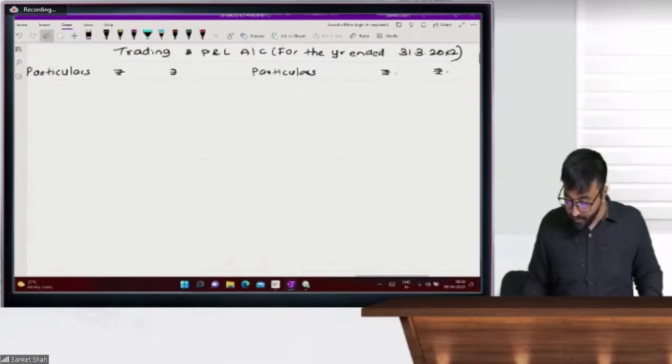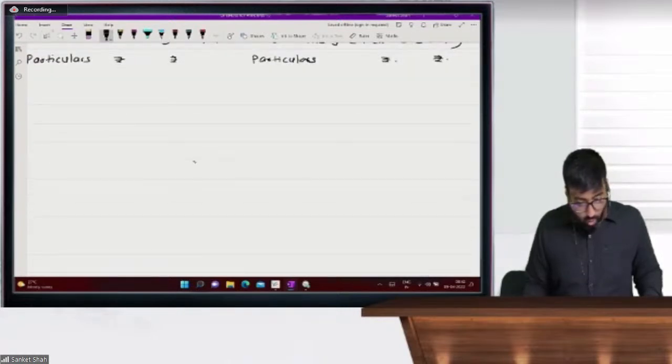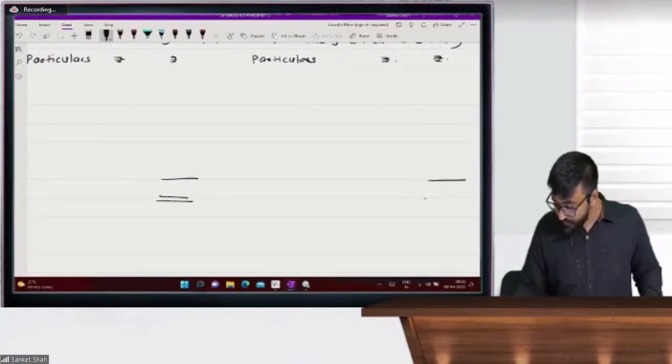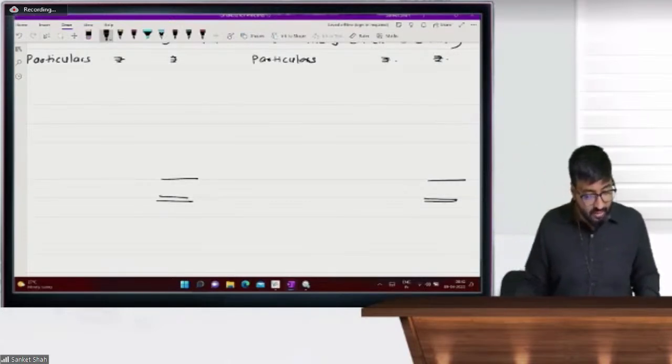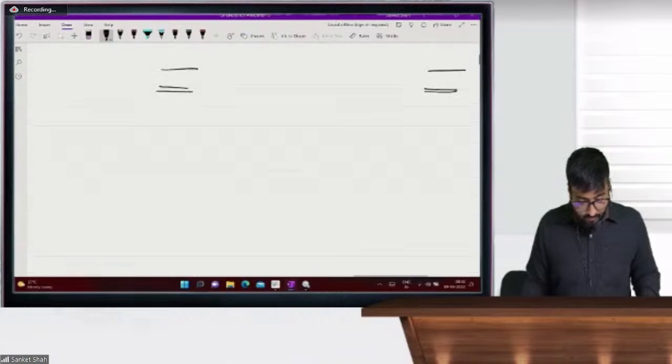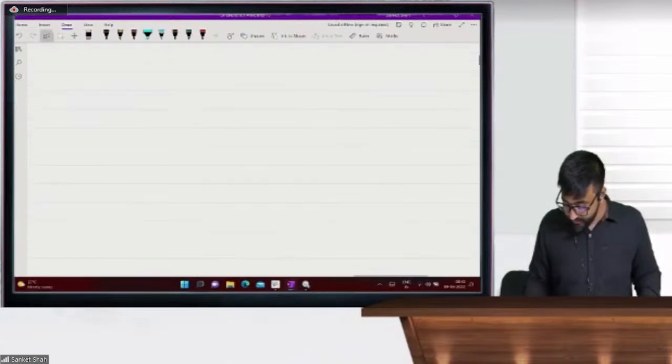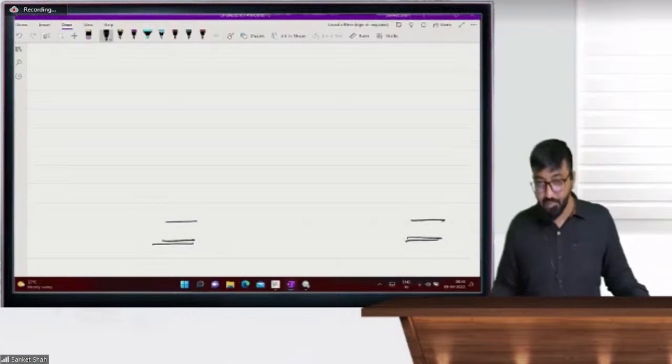Working notes are very important. Draw it for 6 to 7 lines. Yes. Particulars rupees, 6 to 7 lines, and 10 lines for P&L. After 10 lines, P&L total.